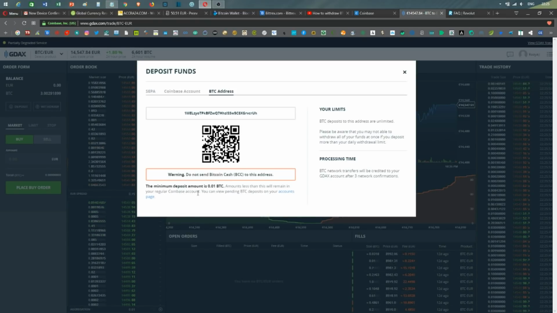The minimum deposit amount is 0.01 BTC. Amounts less than this will remain in your regular Coinbase account. So if you are depositing an amount less than that, you will get it straight away in your Coinbase account. It won't appear in your Gdax, because this is the minimum amount that you can have on Gdax. I think it's mainly based on the trading of the cryptocurrency.